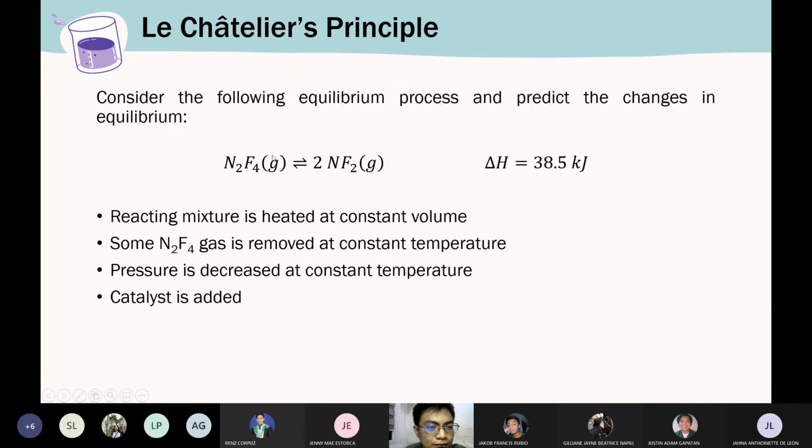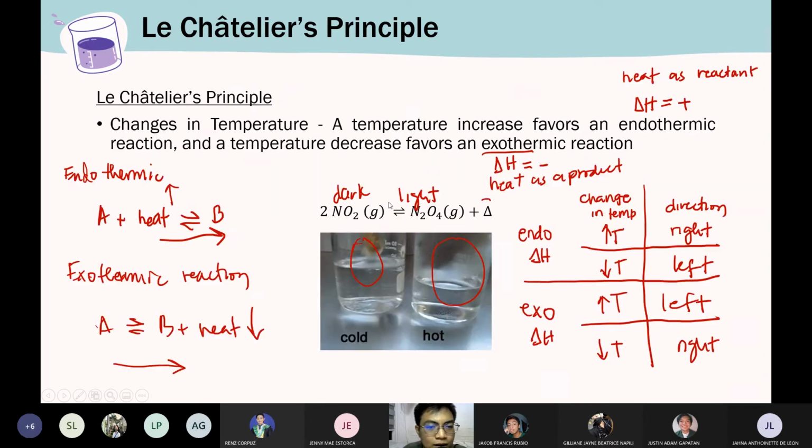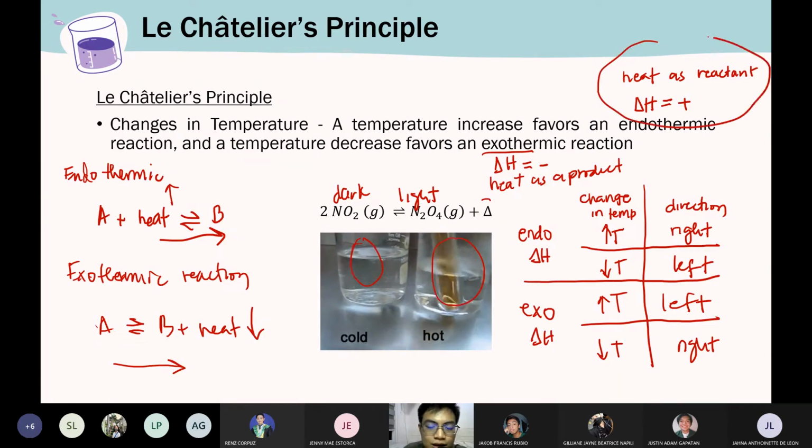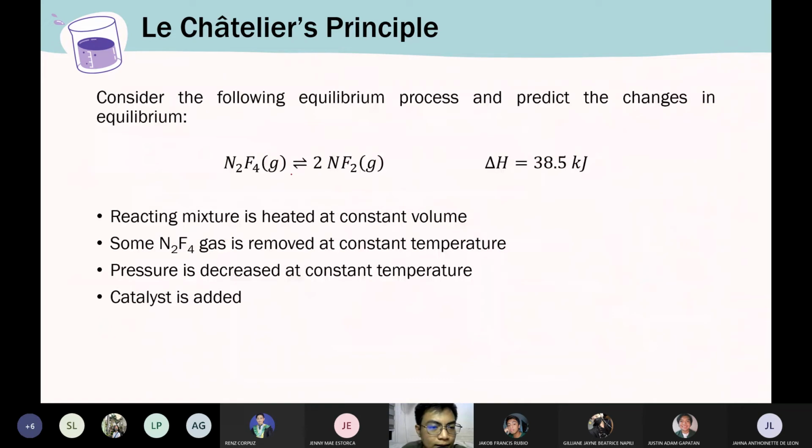This one is easy. The question says the reacting mixture is heated. Let's predict the change. When delta H is positive, what does that mean? When delta H is positive, heat is a reactant. So the heat is here.